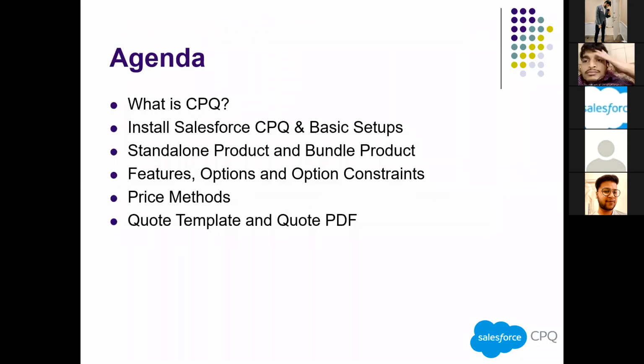I'm moving to my next slide deck, where I will discuss the agenda items for today. This one is for our basic CPQ session. I will cover, in the next 45 minutes, what CPQ is, how to install Salesforce CPQ as an AppExchange package, and what basic setup you need before you start with Salesforce CPQ. Then we'll also talk about the standalone product and the bundle product. What is exactly the meaning, and how are they different? What is exactly the difference between these two product types, standalone and bundle?